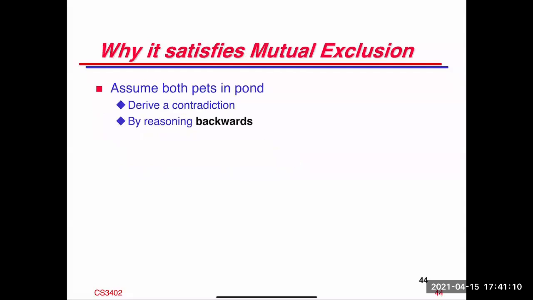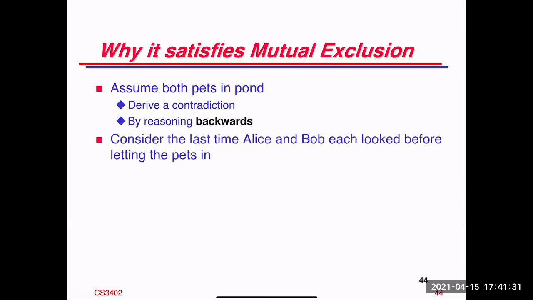Okay, so let's see why this satisfies mutual exclusion. Well, how can we show that? Well, we assume that both pets are in the pond. We assume that in the contradiction, because of course we don't want that to happen. So let's assume both are in the pond. Let's just derive a contradiction by reasoning backwards. So let's look at the last time that Alice and Bob each looked before letting their respective pets in. And let's assume that Alice was the last one to take a look at Bob's flag.